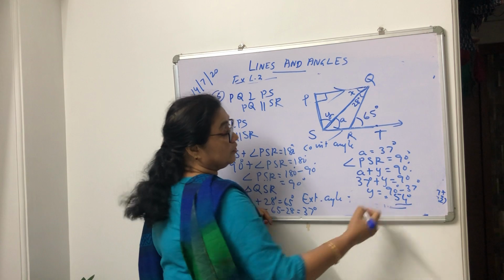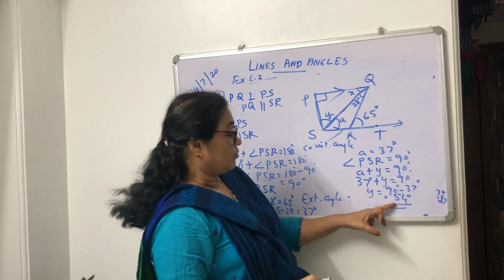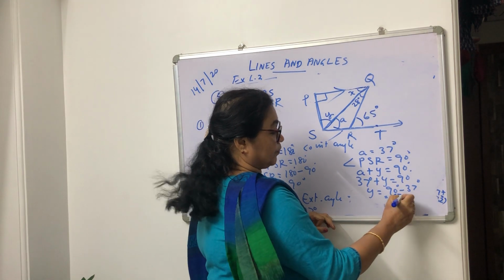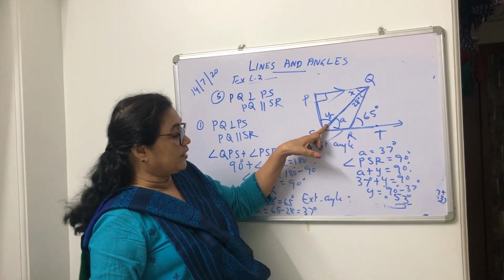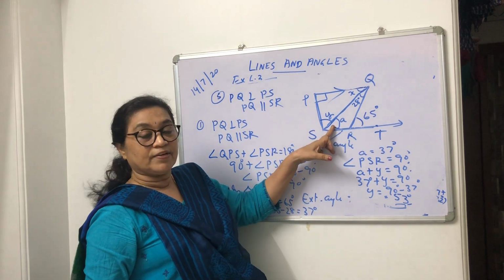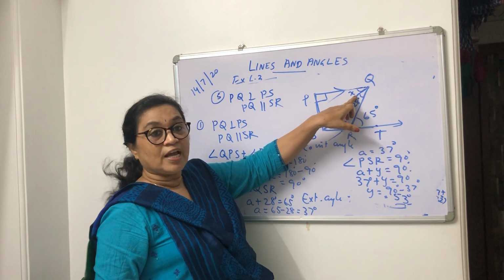So here this Y is 53. So this is 53 degree and this is 37 degree. Sum of this is 90 degree. Now you have to find out this angle X.